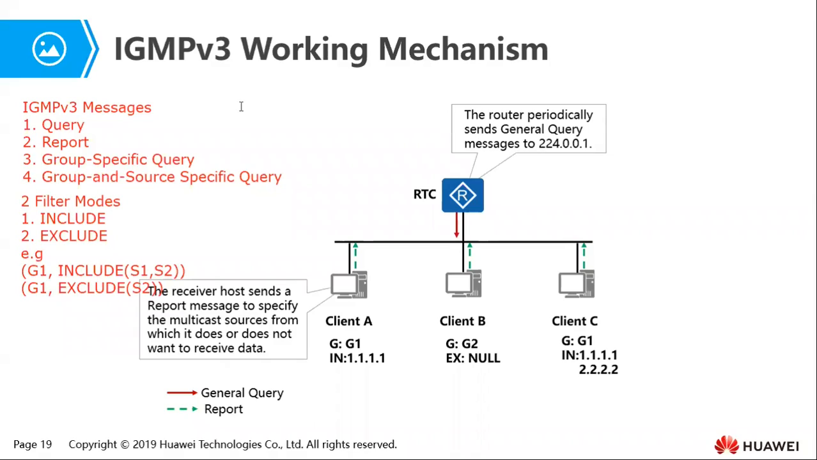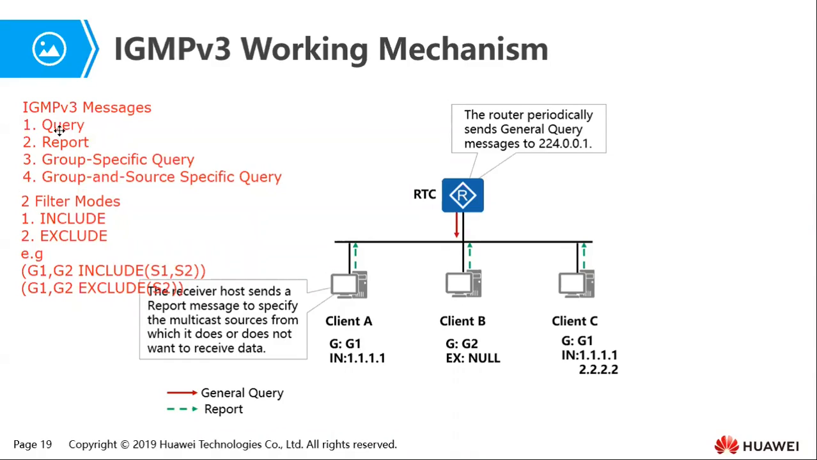Now the other thing is this: the report message can also carry more than one group. For example, you can request to join group 1 and group 2 at the same time in the report message. This is the other feature that is new to IGMP version 3, and it greatly reduces the number of messages transmitted on the network. So it can request to join more than one group in the same report message.